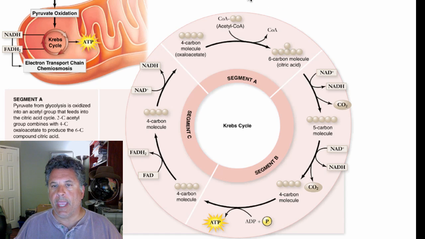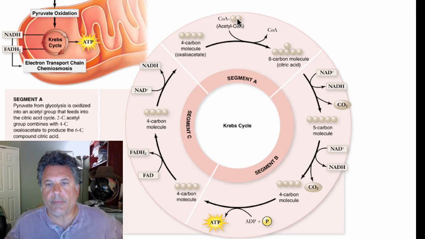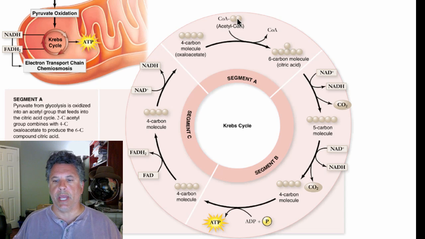But remember, at the end of glycolysis, we had 2 pyruvates. I keep harping on that, but it's very important. So that actually there are 2 cycles of the Krebs cycle that run for every molecule of glucose oxidized, because there will be 2 acetyl coenzymes A that are run through this cycle for every molecule of glucose broken down.